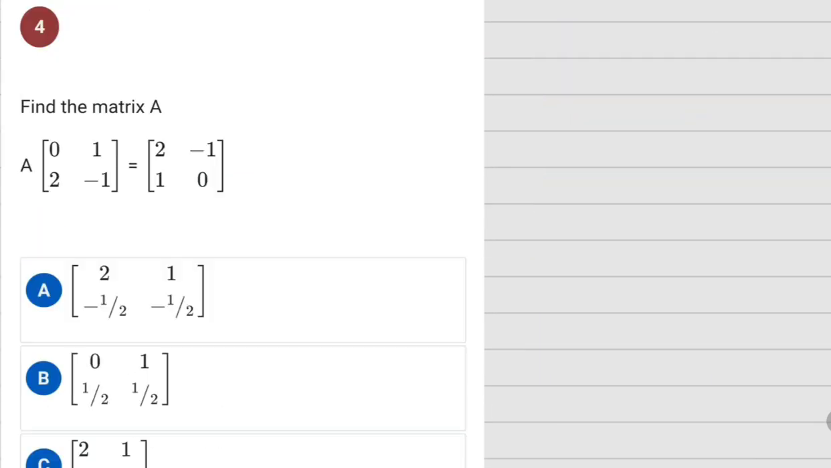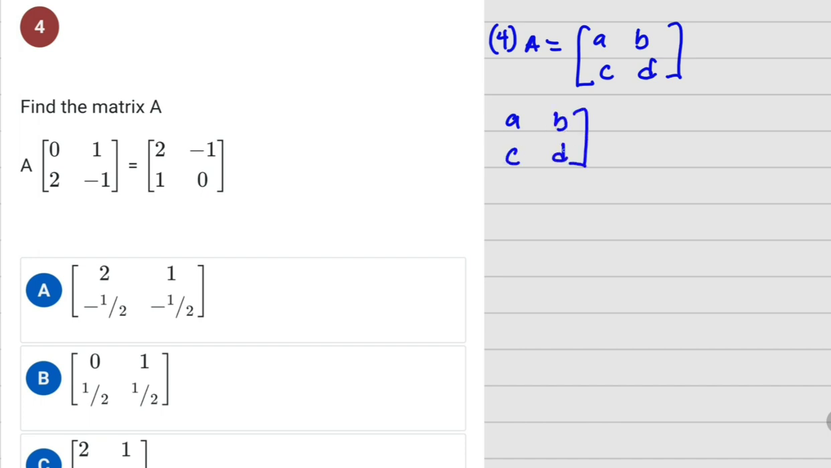In question 4, we have a matrix which multiplies another matrix to give a different matrix, a 2 by 2 matrix. So if I want to solve this question, let my A be the matrix [A, B; C, D]. It therefore means that matrix [A, B; C, D] multiplies matrix [0, 1; 2, -1] to give me [2, -1; 1, 0].